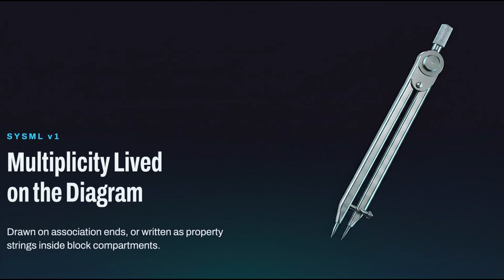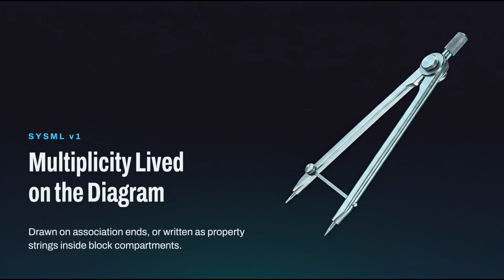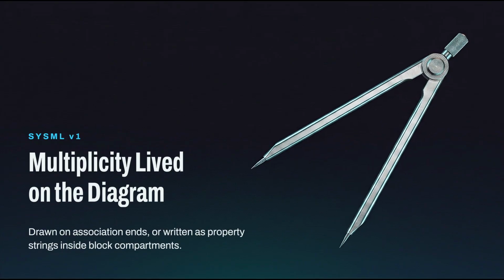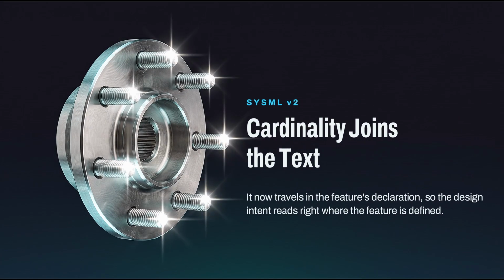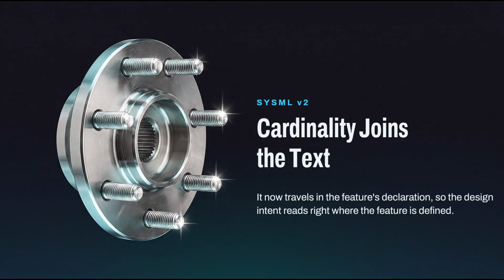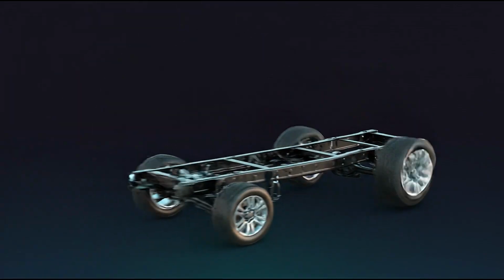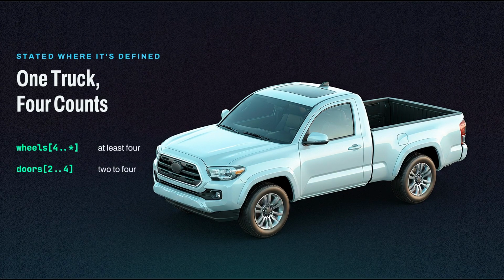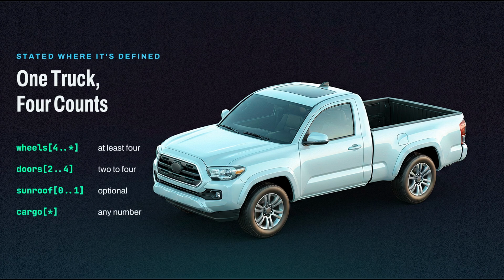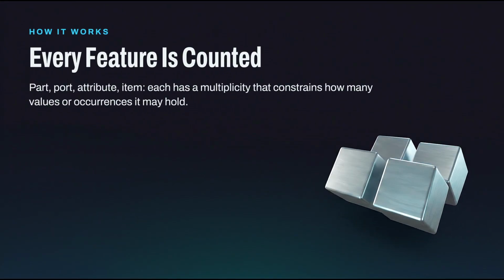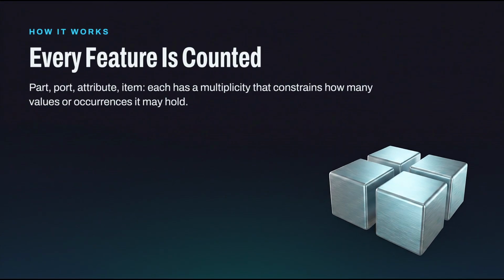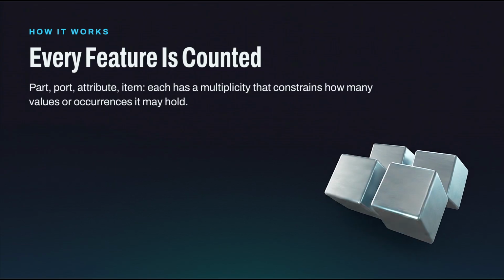In SysML v1, multiplicities were represented either visually on association ends or textually inside block compartments as property strings. SysML v2 makes that cardinality part of the textual declaration. A model can state that a truck has at least 4 wheels, between 2 and 4 doors, an optional sunroof, and any number of cargo boxes. That makes the design intent readable where the feature is defined. It also gives a specialized model a clear rule for how it may narrow a general model's allowed counts.